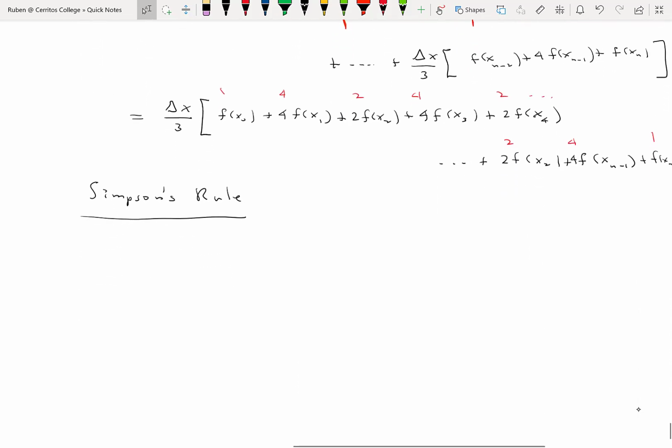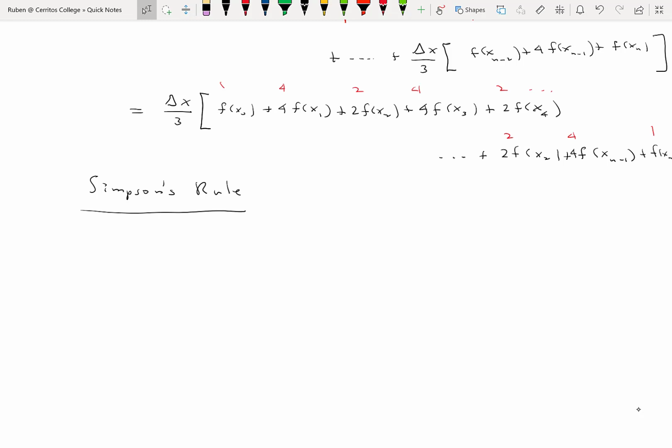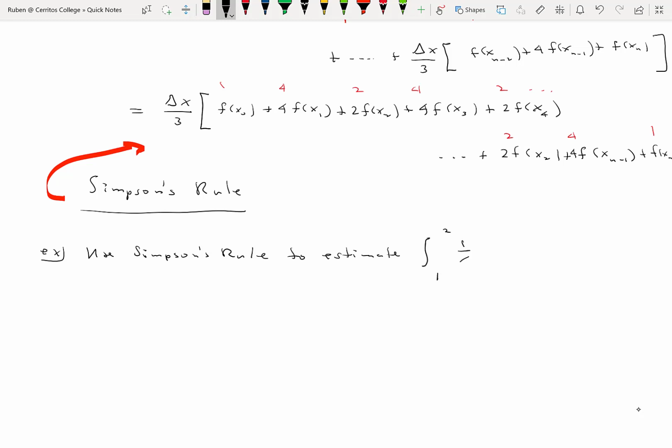So to finish up our video segment for now, I would like to use Simpson's rule, that parabola rule, the one we just looked at, to estimate the area, the integral from 1 to 2 of 1 over x dx. And we've been using n equals 5.